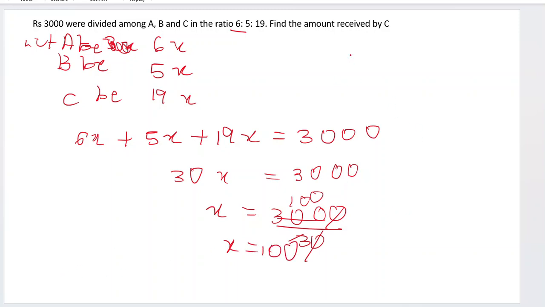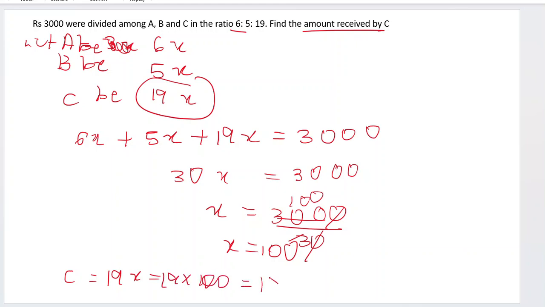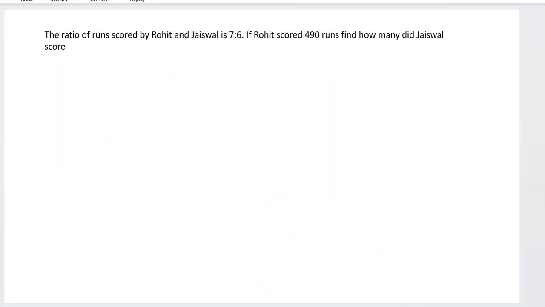Therefore we are asked to find the amount received by C. Now C is actually 19x. According to this problem solving, C is actually 19x. So we put 19 into 100, which is 1900. We move to the next problem.